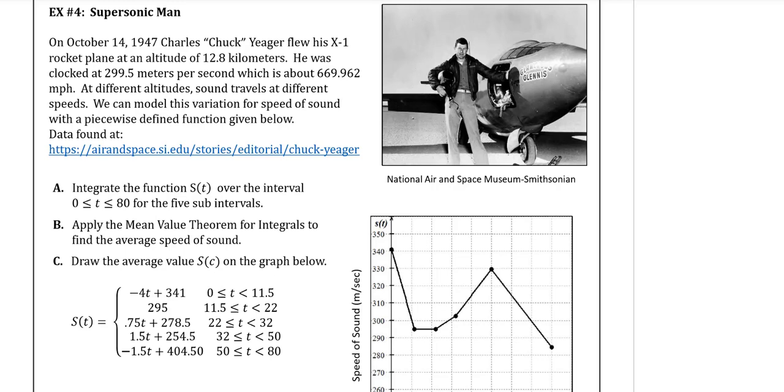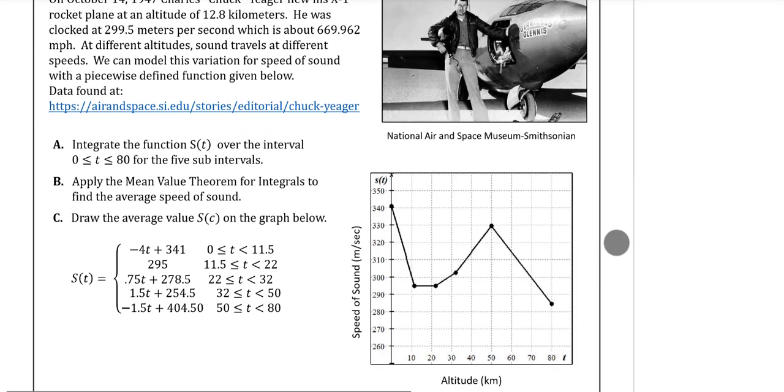At different altitudes, sound travels at different speeds. We can model this variation for speed of sound with a piecewise defined function given below. And the data for this was found at this website. And in case you don't know this, that is when Chuck Yeager broke the sound barrier, and everybody was amazed. They didn't expect that a noise would be made when you went faster than the speed of sound.